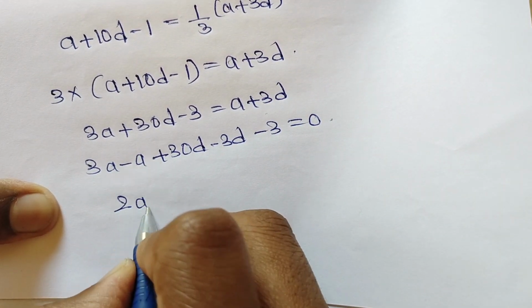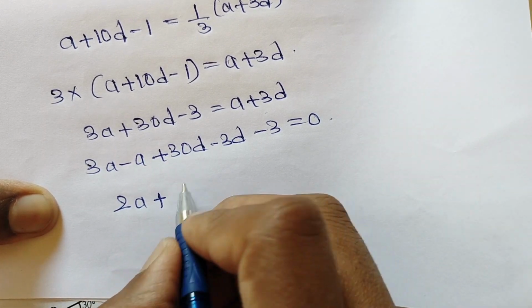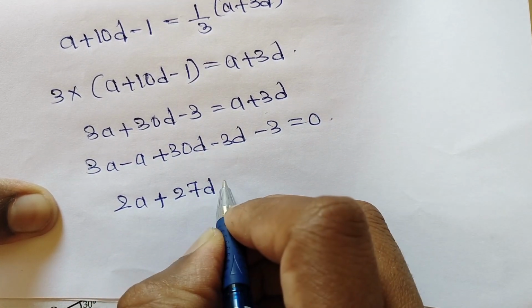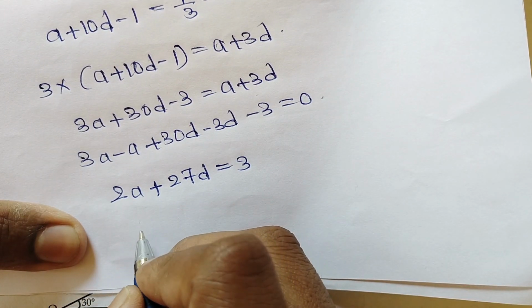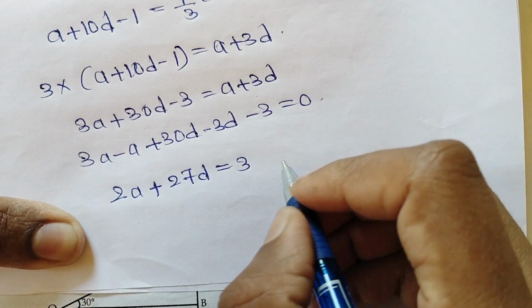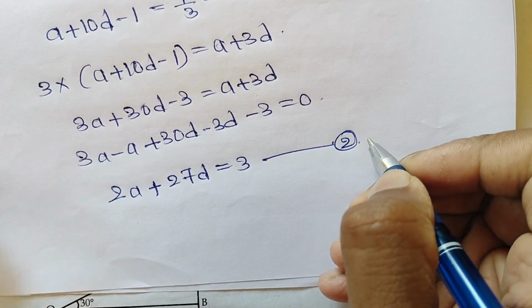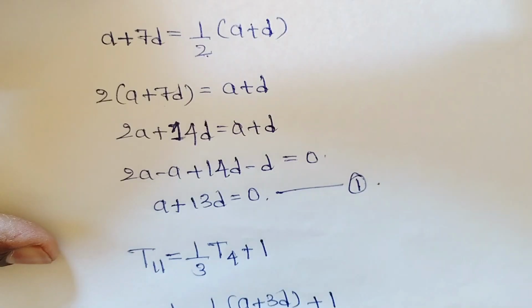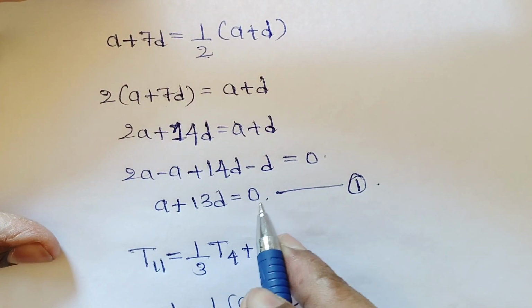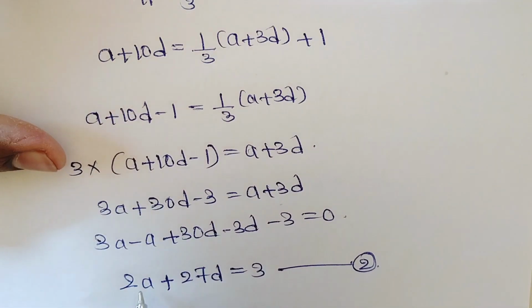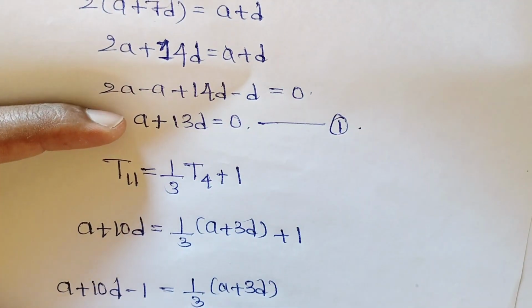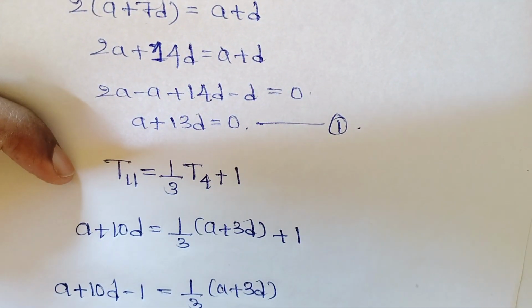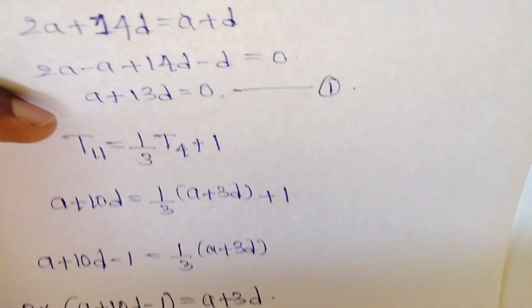That is 2a plus 27d equals 3, and this is equation number 2. a plus 13d equals 0 is equation number 1, and 2a plus 27d equals 3 is equation number 2. Solving equations 1 and 2. You know solving of simultaneous equations.